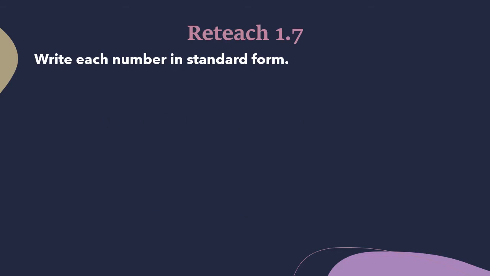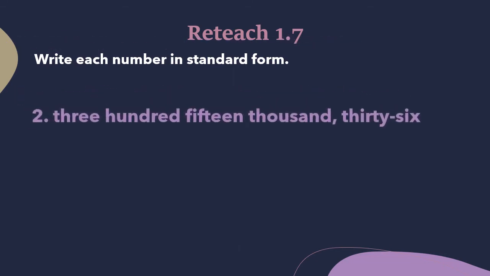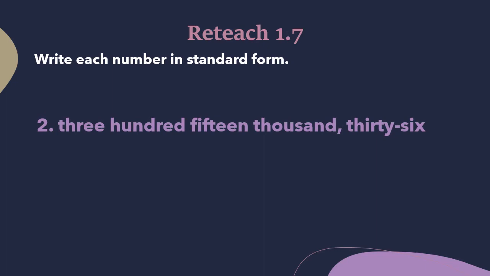Okay, same directions, but we're going to do number 2 now. So we're going to write this number in standard form. This time they have given us a number in word form, 315,036. So think about that number. Think how you would write it out in standard form using the digits, writing it out like we normally write numbers, and see if you can come up with the correct standard form. Let's pause it right here. You try it out, and then we'll unpause it and check it together. See you in a bit.